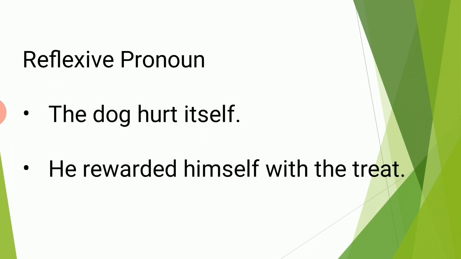Or the other way to remember it is that the reflexive pronoun is used as the object of a verb. If you see over here, itself is the pronoun which is the object of the verb hurt, right? And of course, it refers to the same person or thing as denoted by the subject of the verb. So we can say that in a reflexive pronoun, the object and the subject of the verb should be the same person. Similarly, in the second one, he rewarded himself with the treat. Over here, himself is the reflexive pronoun as it is the object of the verb rewarded.